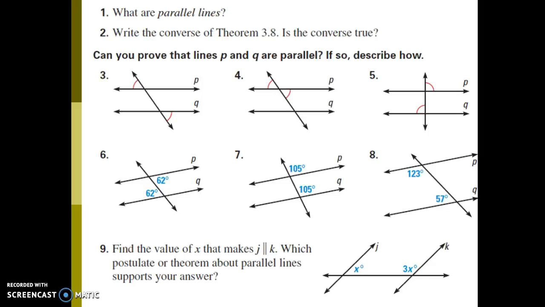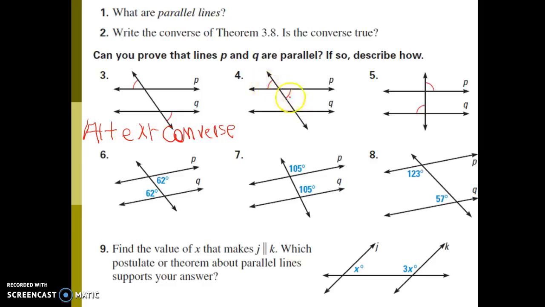Looking at these last few practice problems, we want to know, can you prove that these lines are parallel? And if so, why or why not? For number 3, we're going to skip 1 and 2. We already know what parallel lines are, and we're not going to worry about the converse of 3.8. If we look at number 3, we have a pair of alternate exterior angles. We're being shown that these alternate exterior angles are congruent, and the alternate exterior angle converse says that if alternate exterior angles are congruent, then we can assume that lines P and Q are parallel.